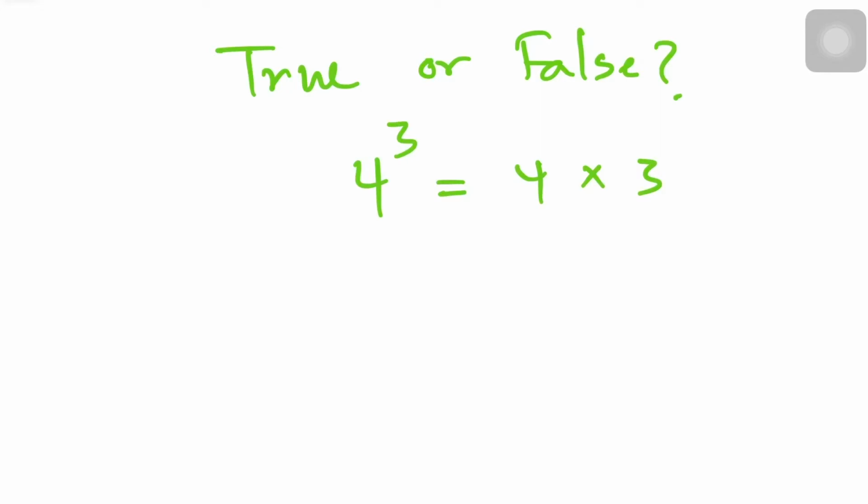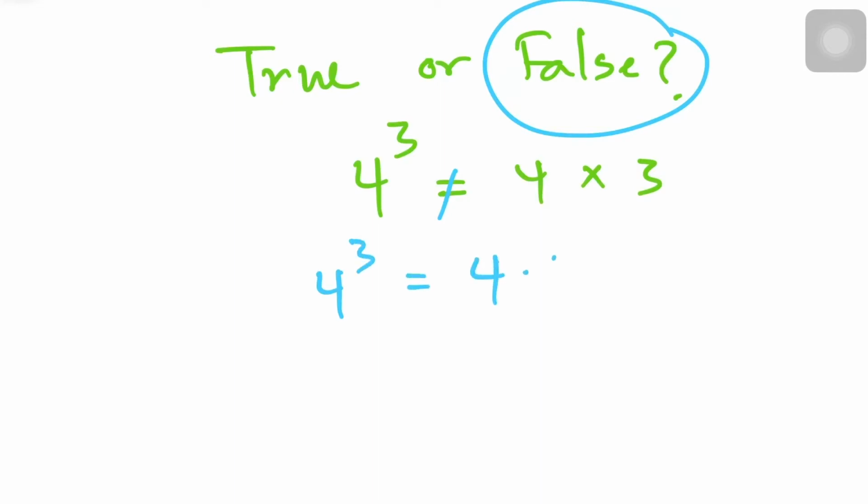True or false? 4 raised to the power 3 is equal to 4 times 3. I'm going to give you 10 seconds to think about the problem. The answer is false. 4 raised to the power 3 is not equal to 4 times 3. 4 raised to the power 3 is equal to 4 times 4 times 4, which is equal to 64.